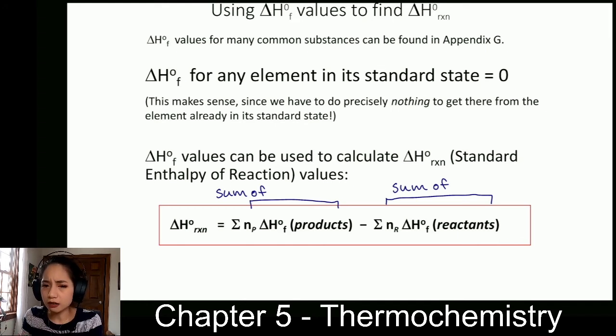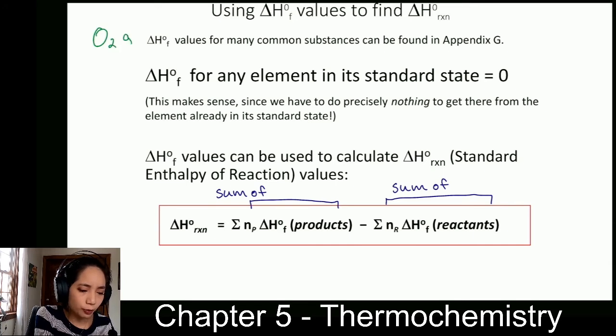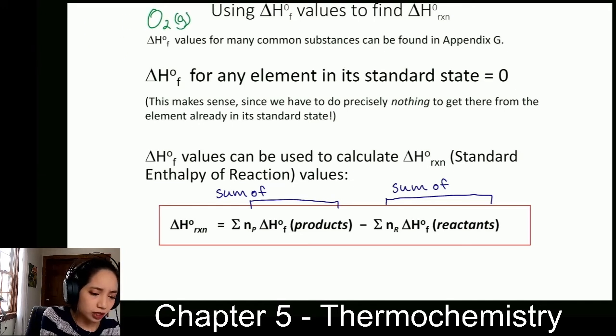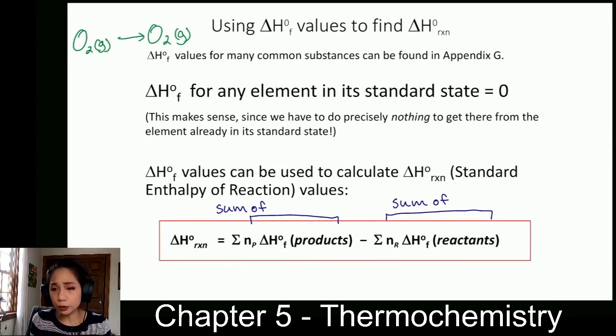Because if I asked you what is the delta H of formation for oxygen gas, well, you think, okay, there are oxygen atoms. The standard state of oxygen is oxygen gas, right? So this is what the reaction for the formation of oxygen gas would be. You see that there's no change here. So the delta H of this reaction is zero. So if an element appears in your target chemical reaction, then that delta H of formation value is already zero. It saves you a little bit of work. You only have to get the delta H of formations for more complex compounds.